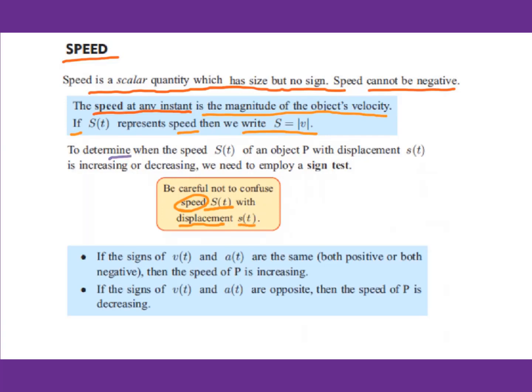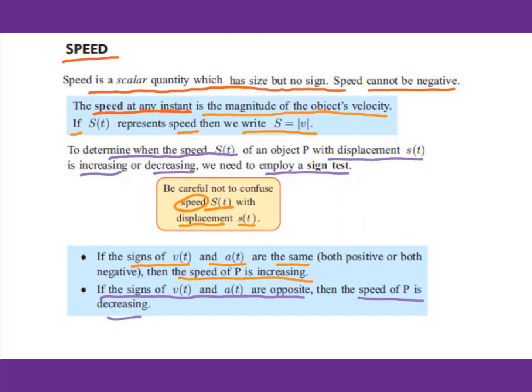To determine when the speed S of t of an object P with the displacement s of t is increasing or decreasing, we need to employ a sign test. If the signs of velocity and acceleration are the same, then the speed of P is increasing. When the signs of velocity and acceleration are opposite, the speed is decreasing.